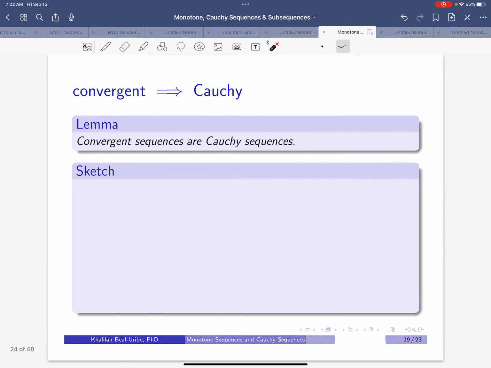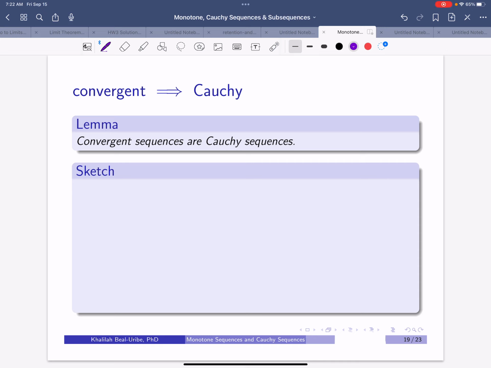So let's get started here. The way to understand some of these concepts and the definition of Cauchy is to actually look at some properties of Cauchy sequences. So the first thing we'll prove is that if you have a sequence that's convergent, it must be Cauchy.